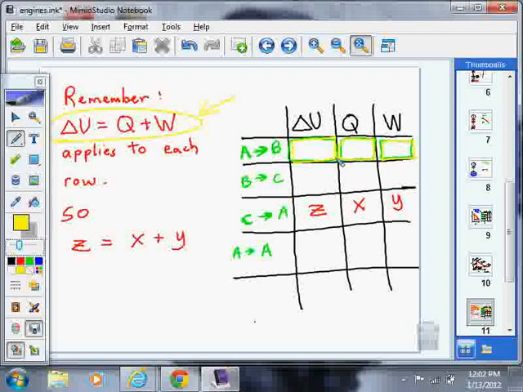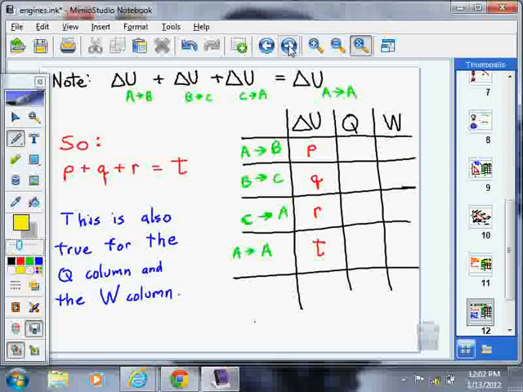Or if you know what this is, and you know what this is, you can put it in the formula, and you can get the third. So anytime you have 2 out of the 3 on a row, you can figure out what the third one is. You with me, people? This is like a puzzle. It's like Sudoku. Is that what it's called? Okay. Now, let's go to the next thing you need to remember.